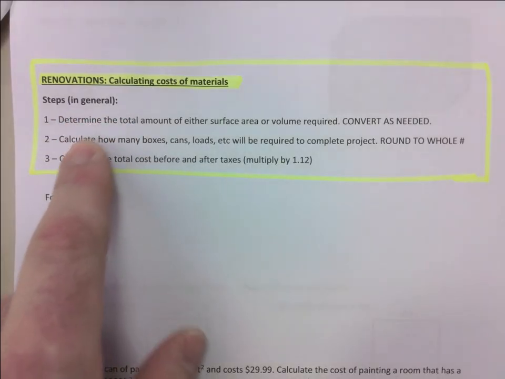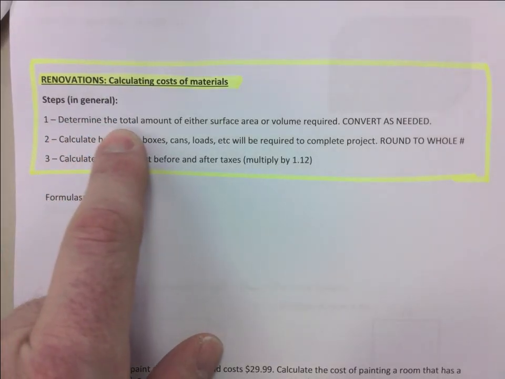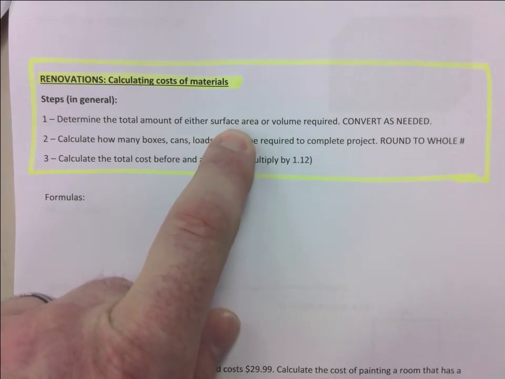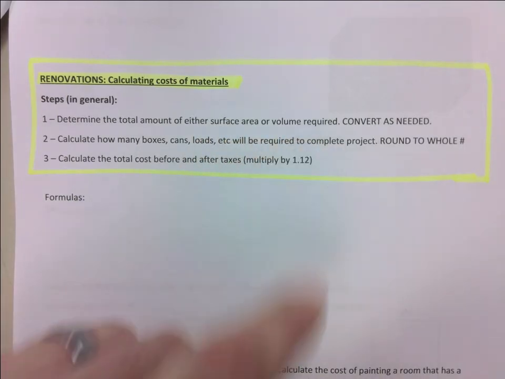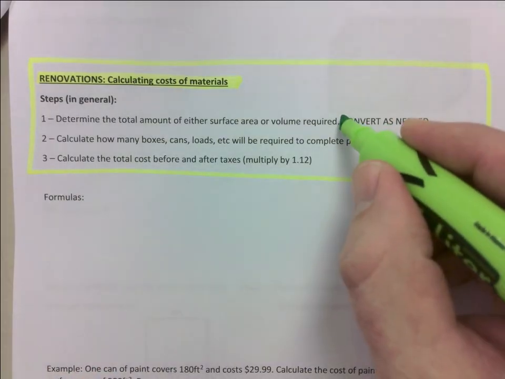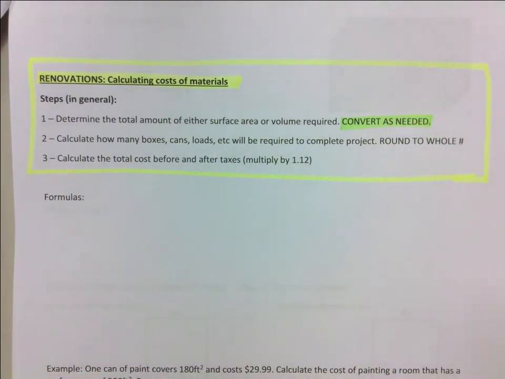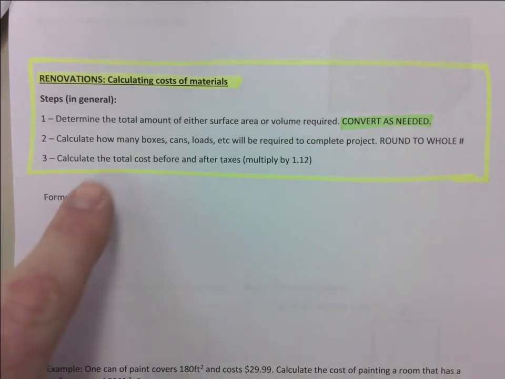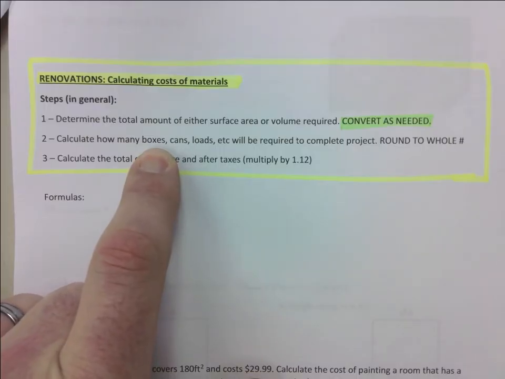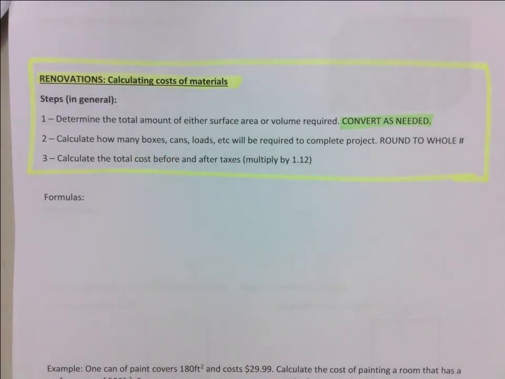So in general, we want to determine the amount of either surface area or volume required, okay? And if you notice that some conversions are needed, make those conversions, okay? So if I give you the dimensions of this room in yards and feet, it's a problem, right? You can't have yards and feet for the area of this room, so convert them both to either yards or feet, okay?